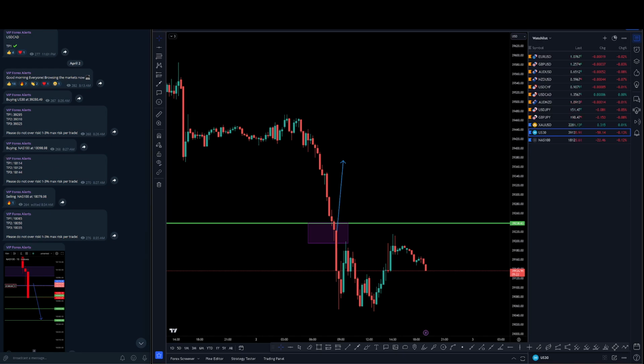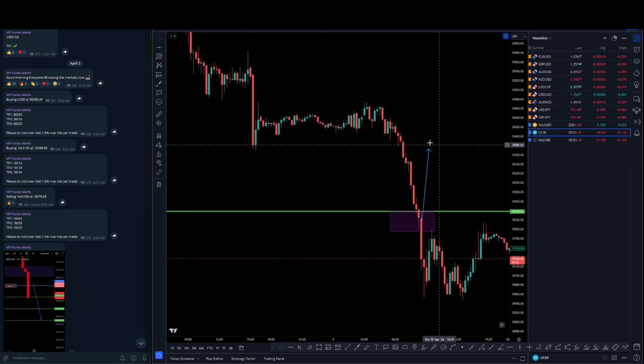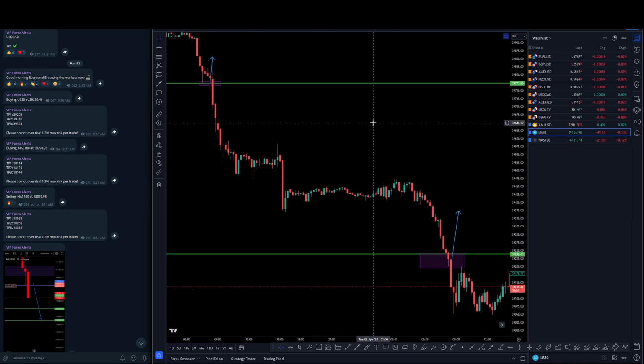US 30 looking for a buy at 39280.49 with our areas of take profit, and then NAS 100 looking to buy this at 18098.98 with our areas of take profit. Now look at this one pre-market. Basically the same thing as yesterday. US 30, let's start with this one.